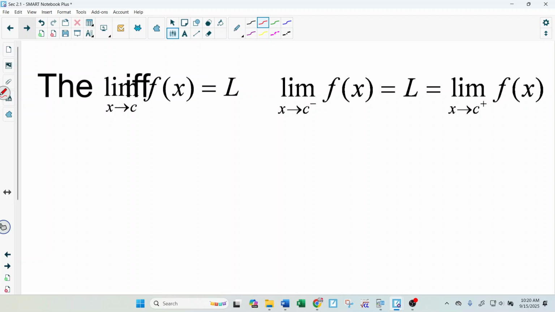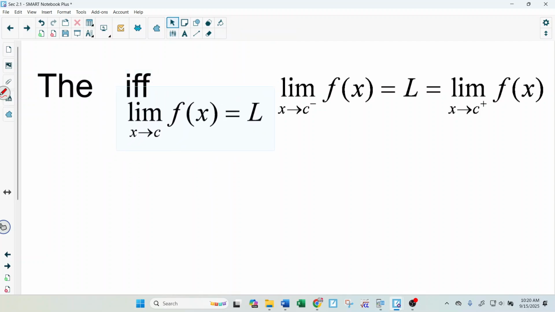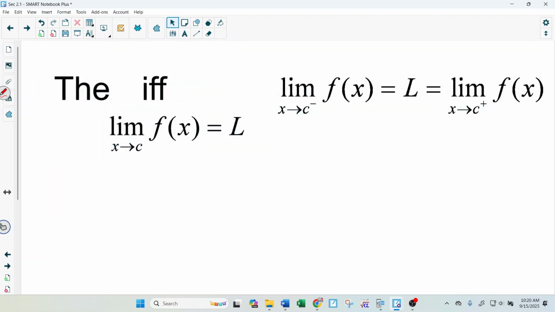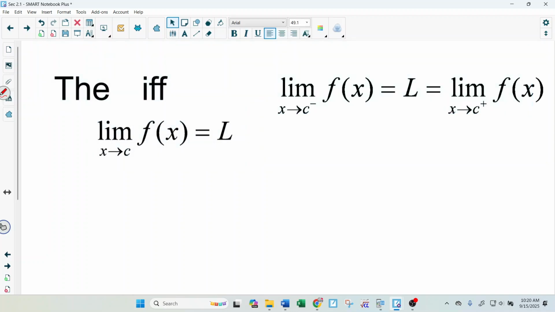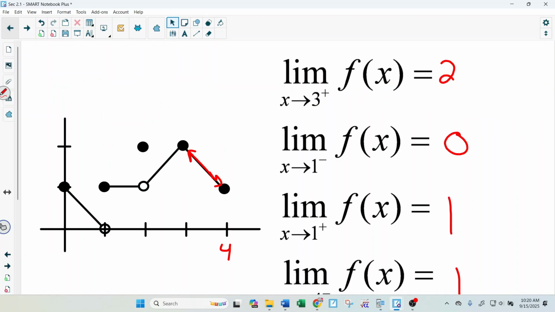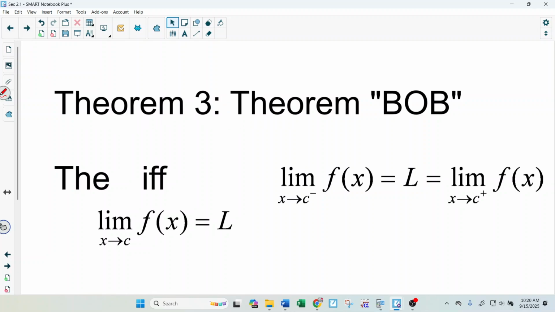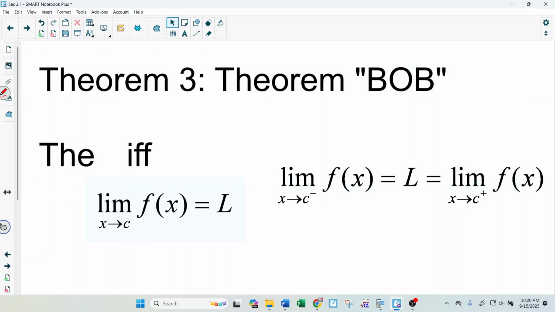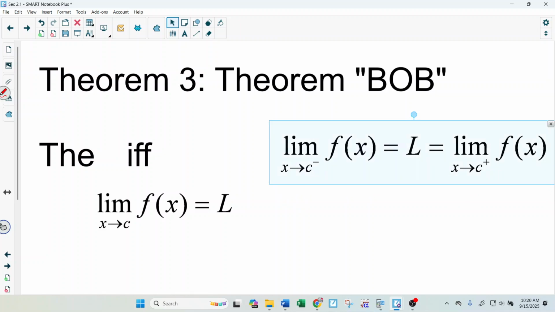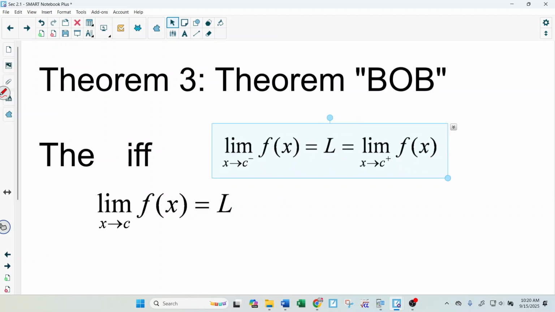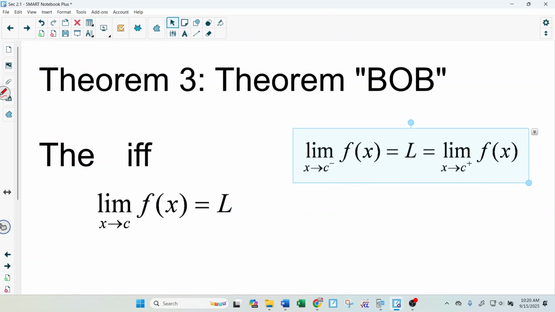Oop. Let me go back. Doesn't look right. So let me fix it. Not sure why it didn't.